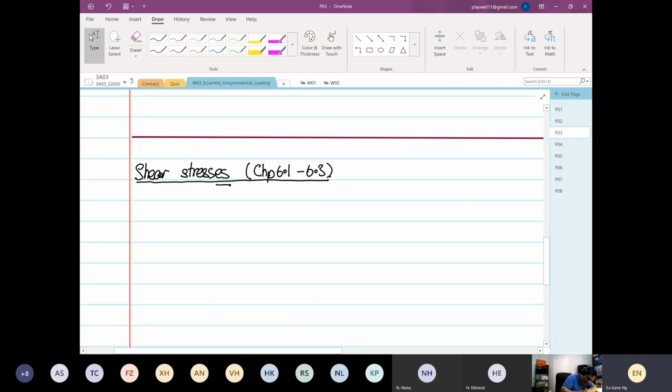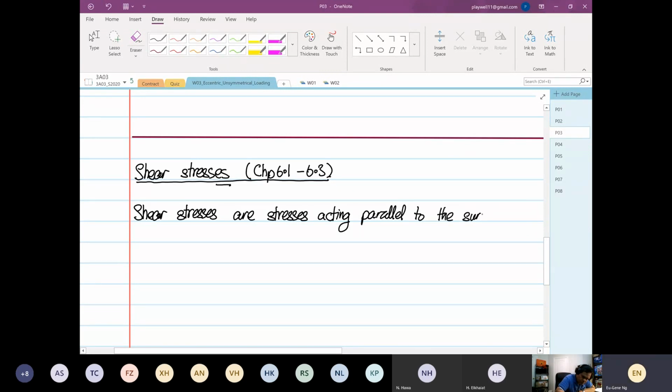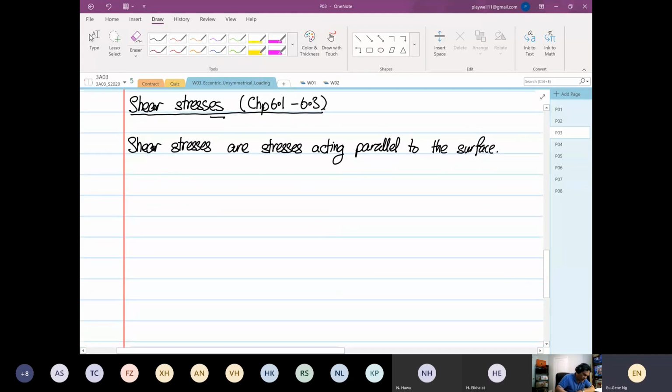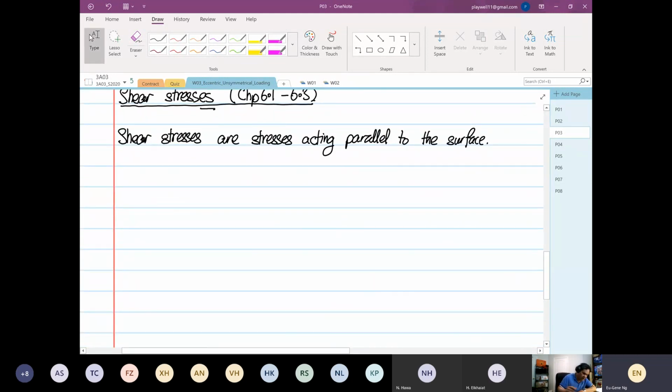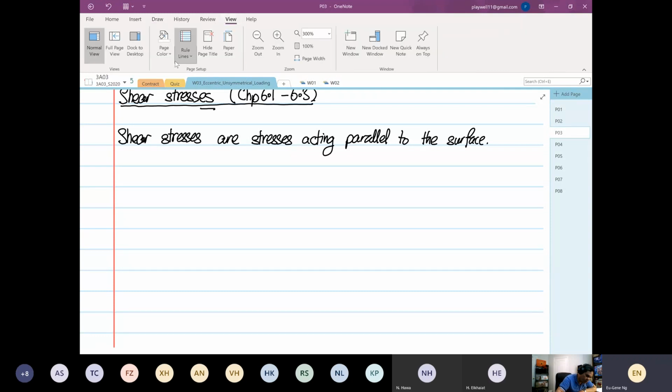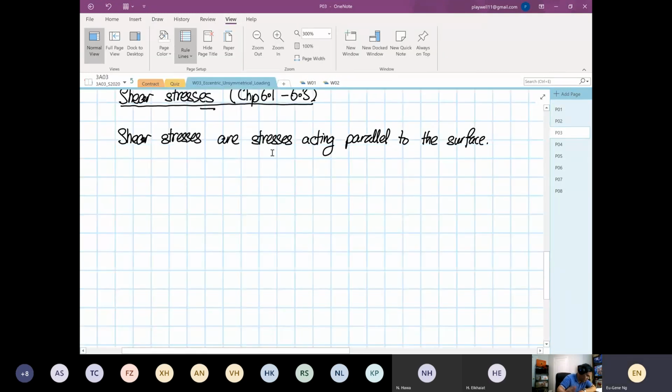So shear stresses are stresses acting parallel to the surface. Okay, so if I were to draw an element, we're going to construct an element now. We're going to construct a 2D element.